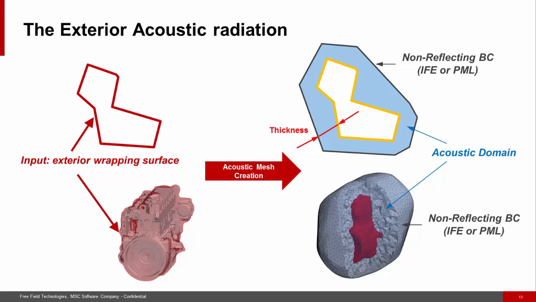We see below an example of a power train. The surrounding wrapping surface is given as input to the solver, which automatically creates a volume mesh, or it's better to say that it creates a set of volume meshes and automatically applies the correct non-reflecting boundary condition on the exterior of this volume.